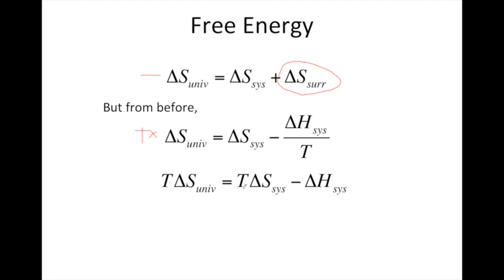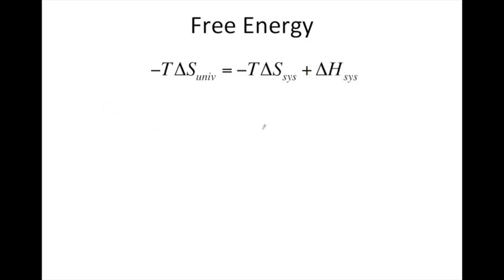Now let's do one other thing to it. Let's just multiply through by -1. If we multiply this whole equation by -1, then we get an equation that looks like this. So we're just taking the mathematical equation for the second law of thermodynamics and manipulating it slightly. Now we have our equation that looks like this. This term right here, the negative temperature times the change in entropy of the universe, we're going to call delta G, or the change in free energy. And that's also called the Gibbs free energy.